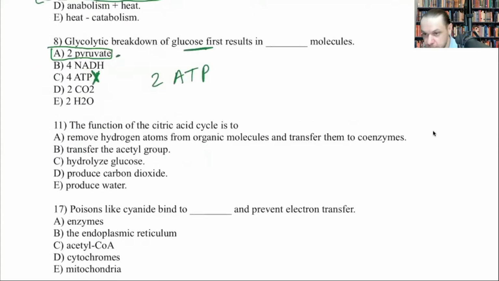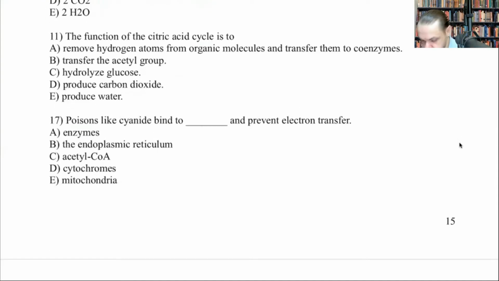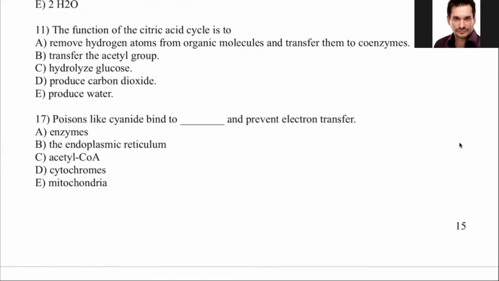All right. Now we got number 11. If you guys want to answer, raise your hands. Otherwise, I'm not going to call on you. We'll go back to Ian for number 11. The function of the citric acid cycle is to, I put C, hydrolyze glucose.